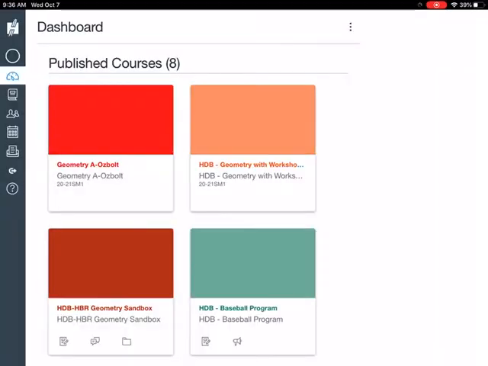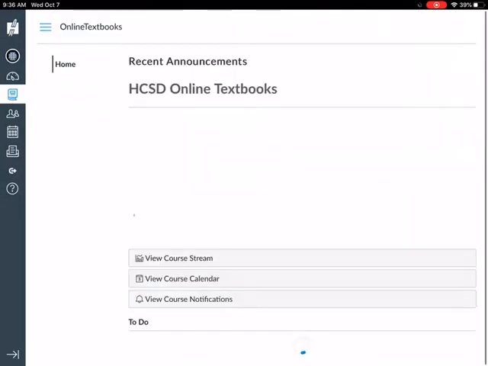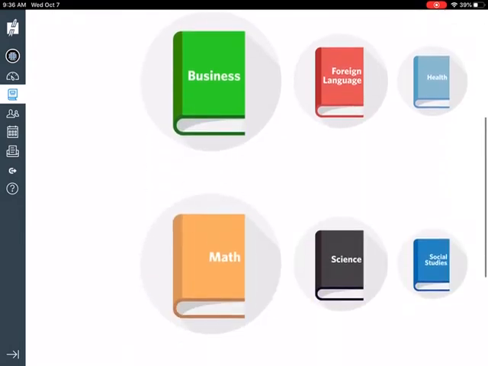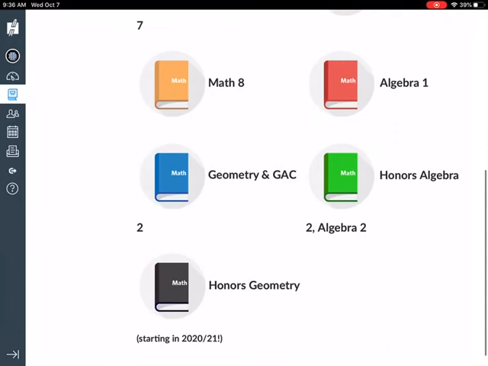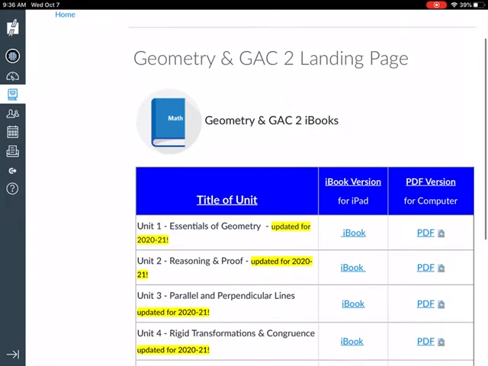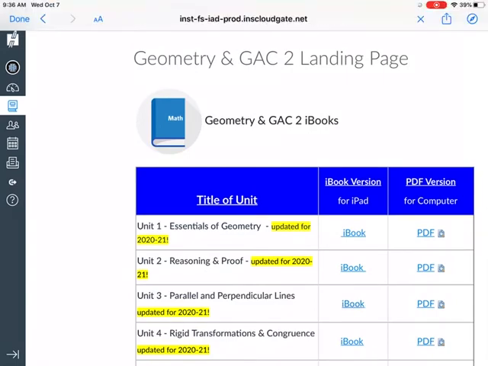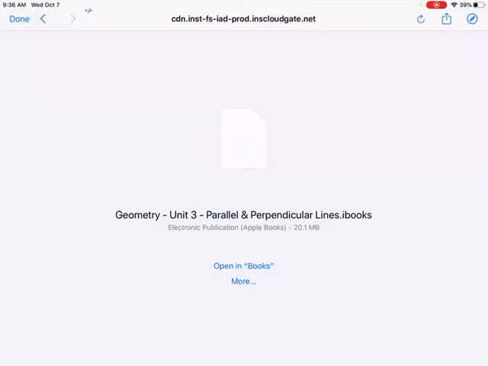So you've got to go to Canvas. Where do you get the iBooks? HCSD online textbooks. What do you click? Math. What class is this? This is geometry. So you're going to tap the geometry section, and then Unit 3. Make sure you get the iBook. A common mistake is you've got to press the share arrow. Make sure you press the share arrow when it's downloaded right here up at top.